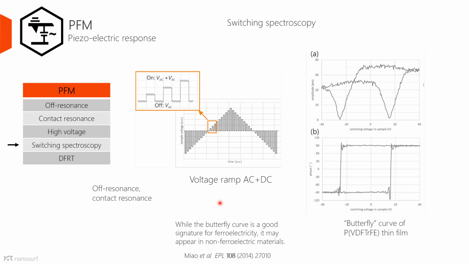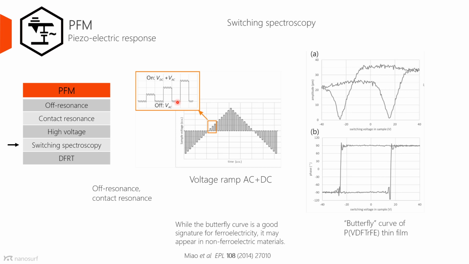Now I would like to discuss a very useful PFM mode which is not an imaging mode. It is called the switching spectroscopy PFM. In the same way as IV curves, which are only measured in certain points of a conducting sample, the switching spectroscopy is also measured in a few points of a piezoelectric sample. In the switching spectroscopy measurement, the voltage undergoes a complex ramp with both DC and AC voltages added together.